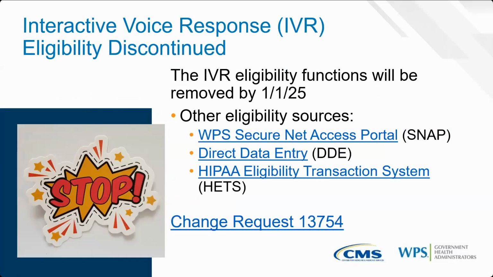So the next thing that I want to talk about is related to the IVR. And this is a change request that was fairly recently released by CMS. This change request, 13754, says that even though right now users can still obtain beneficiary eligibility in the IVR, CMS is directing all MACs to disable that information, and the date that the CR states is by March 31st of 2025.